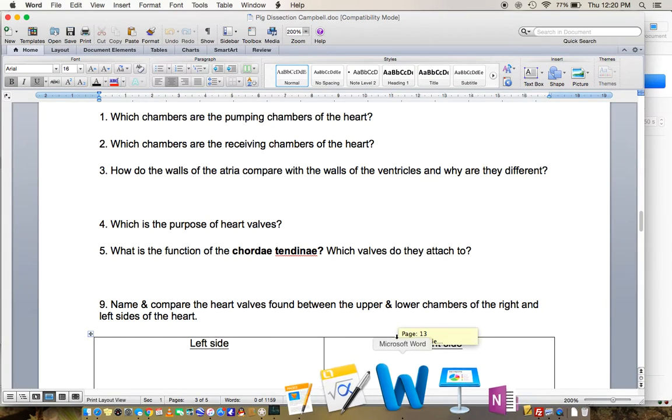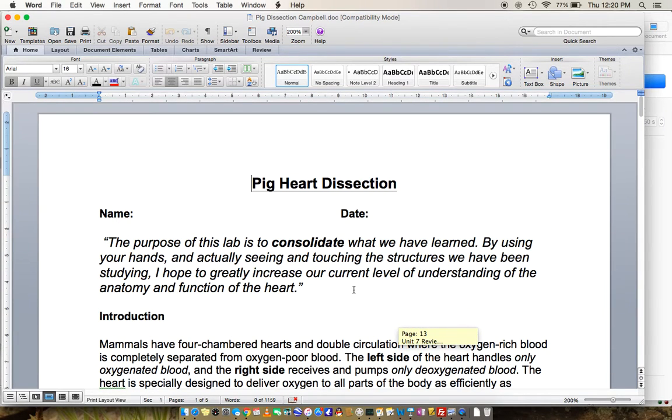Let's just remember the purpose of our lab, okay? Yesterday, it was to consolidate everything we've learned. I was hoping that you'd learn the structures, you'd learn the vocabulary, and then by actually seeing a real heart, touching it, examining it and looking at it from different angles, I really hope that the lab yesterday consolidated what we've learned. But like I said, I'm not going to make this lab some giant assessment. I might do something with it after the break.